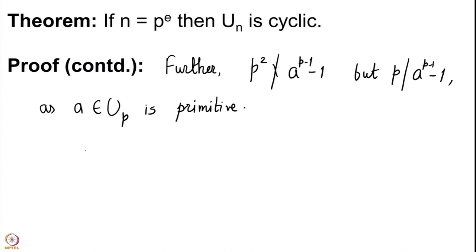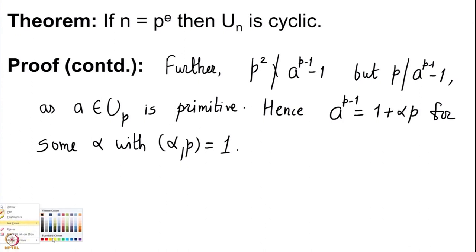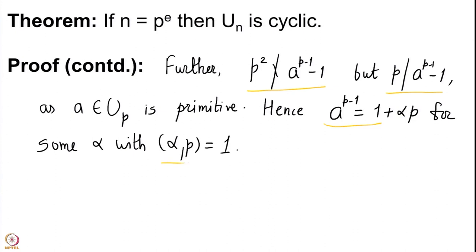And then we get that a to the p minus 1 is 1 plus alpha p for some alpha with alpha being co-prime to p. This is because we are starting with the difference of these being divisible by p but not by p square. So, this alpha cannot have a p in its factor. So, therefore, alpha comma p has to be co-prime. And once we have this, we have to now raise both sides to the pth power.